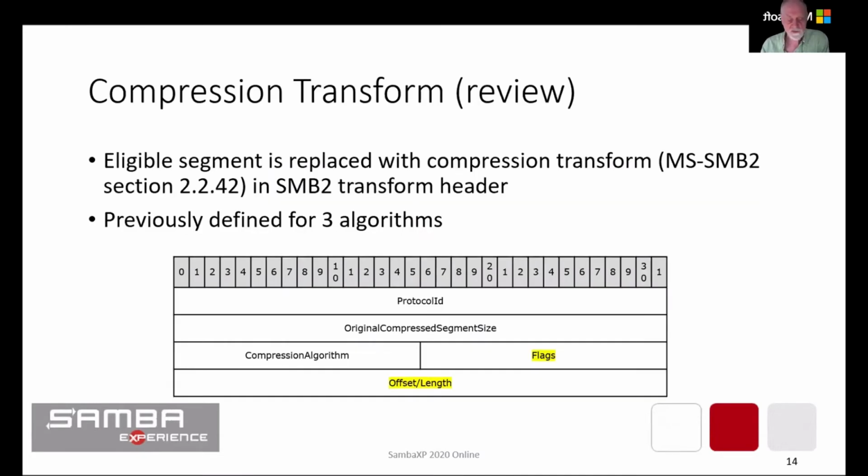The compression transform is what happens as requests and responses are exchanged. Within an individual request or response, an eligible segment is replaced with a compression transform, basically a header, as an SMB2 transform header. And there were 3 algorithms defined. Now there are 4. There's an additional flag defined in the field. There's a slight change to the offset and length handling. We'll talk about that in a second.